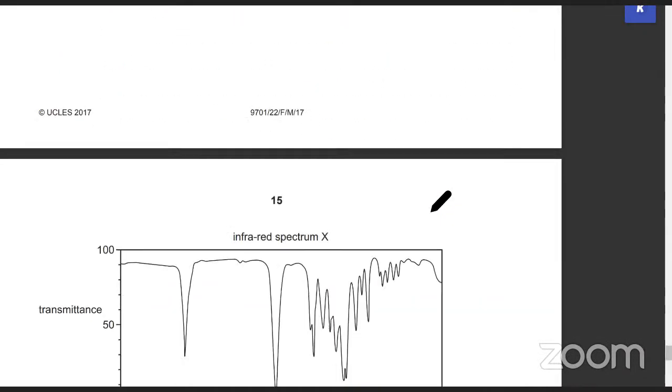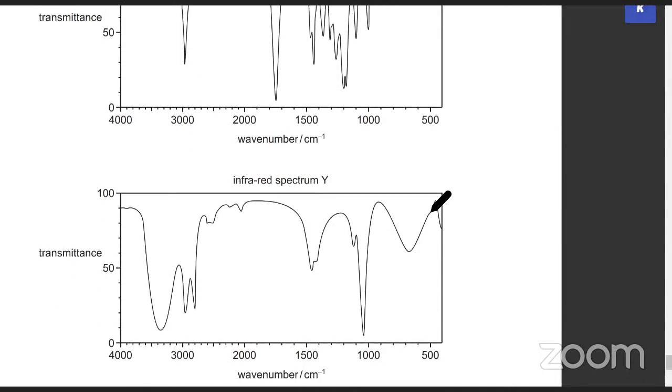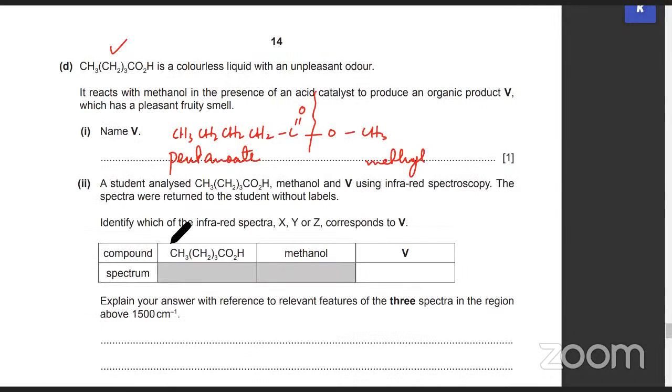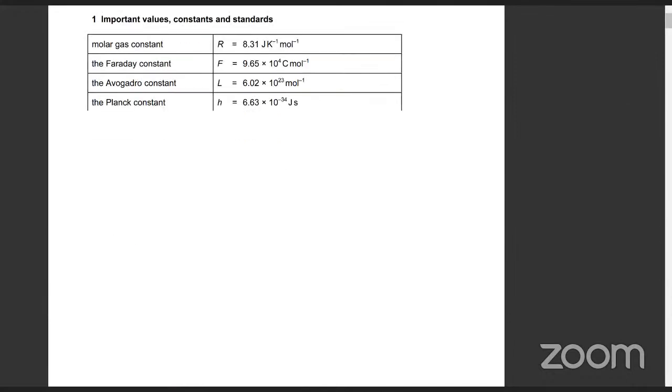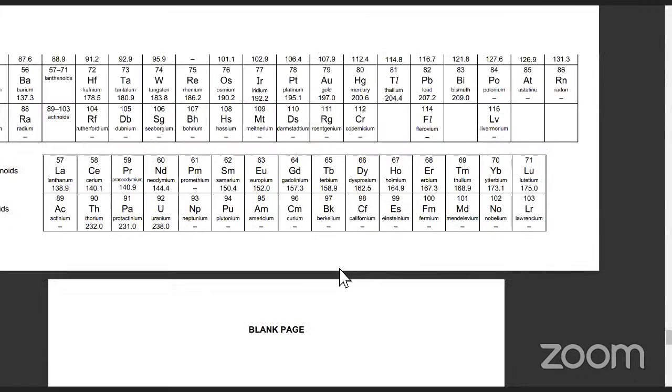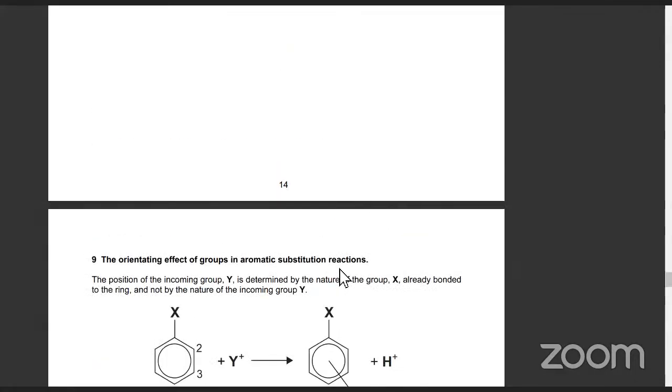So where is the spectrum? So which one corresponds to V? That's what you're looking for. So first thing is, you've got carboxylic acid. Remember, it's very easy to identify, like if you have the data booklet. In infrared spectroscopy, two things you have to look for. Infrared spectroscopy is not complicated. It's just that you have to look for where?